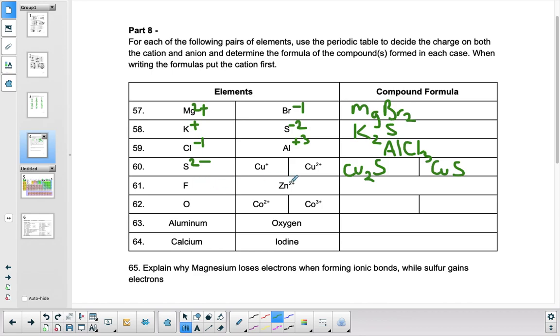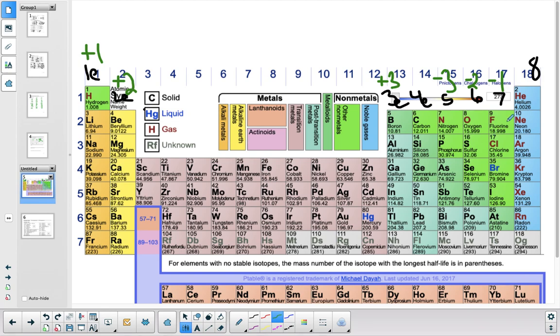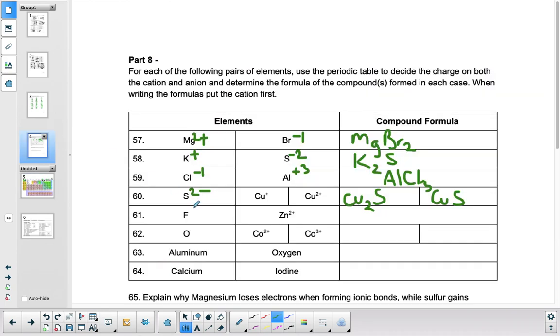Here we have fluorine, and we have zinc. So we look at fluorine, -1. Zinc has a +2. So we're going to write our cation first, our positive first, so zinc. And then to match fluorine, we need 2 of them. 2 times -1 equals -2. -2, +2 equals 0.